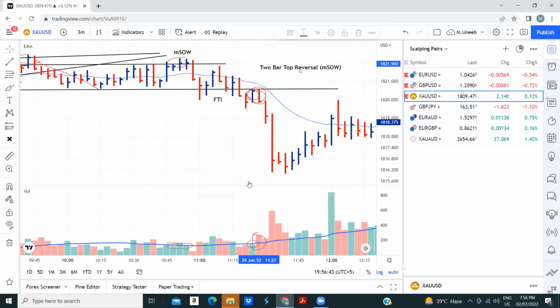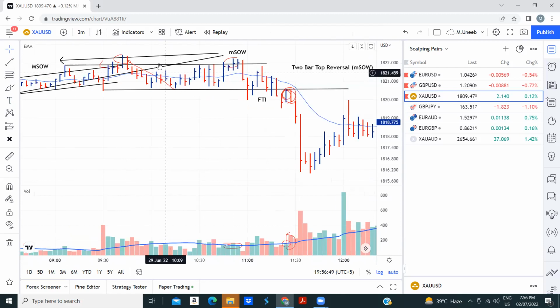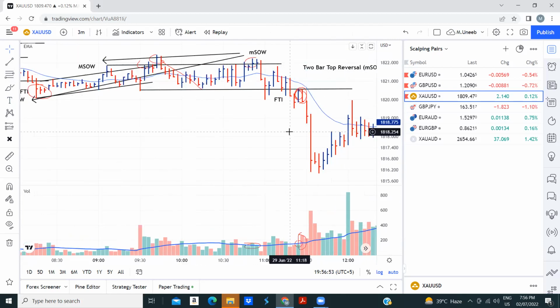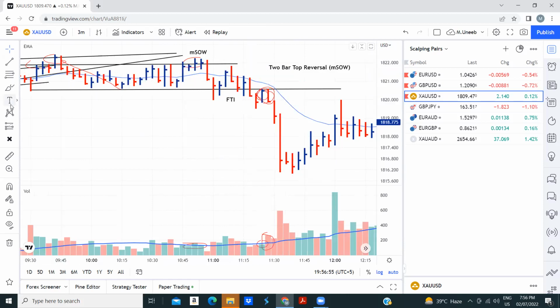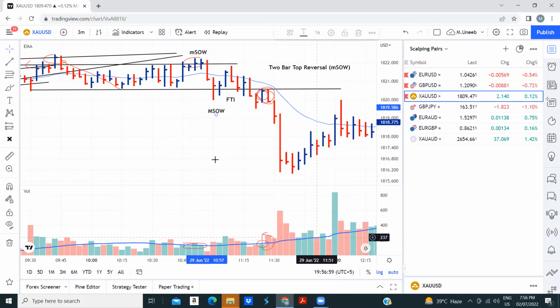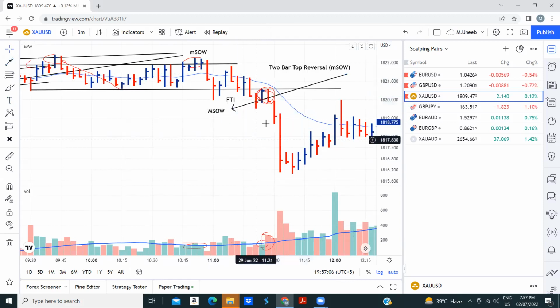And it comes after what? FTI, right? You see, we have FTI here. Redistribution, FTI. This is what? Major sign of weakness, right? So this minor sign of weakness confirms the major sign of weakness. So the price will go down.